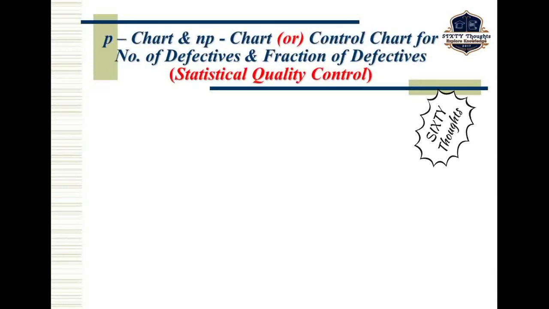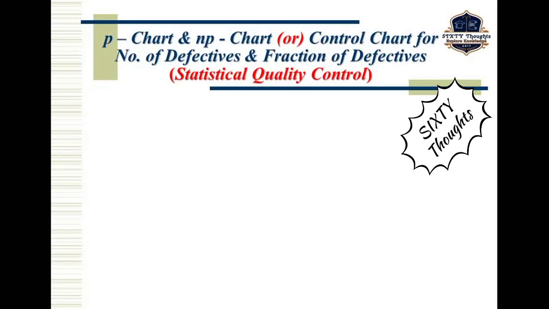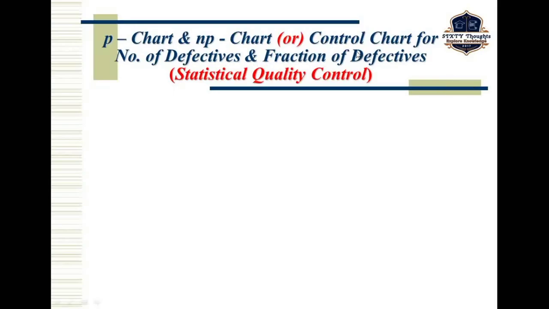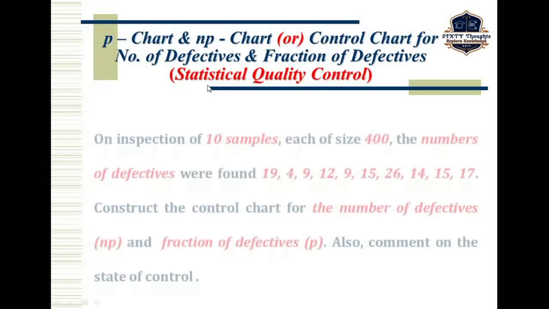Back to our thoughts. In this video lecture, we will discuss one of the interesting real-life applications of the P chart and NP chart. Otherwise, it is called the control chart for number of defective and fraction of defective. Here, the control chart for number of defective is called the NP chart, as well as the control chart for fraction of defective is called the P chart. So by using the statistical quality control method, let us consider one problem.